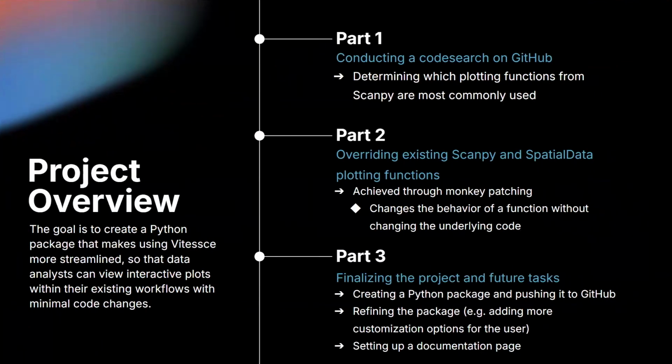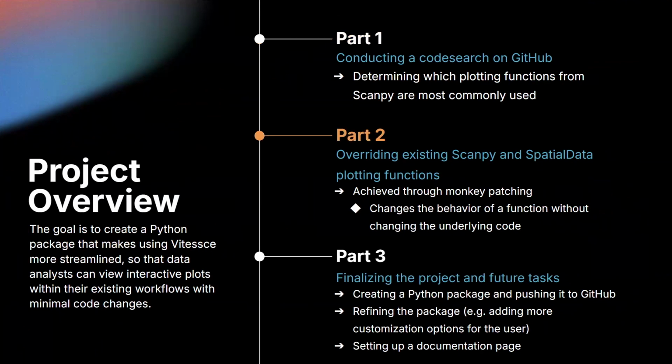As mentioned previously, the goal is to create a Python package that makes using Vitess more streamlined so that data analysts can view interactive plots within their existing workflows with minimal code changes. To achieve this, the timeline was broken up into roughly 3 parts. Part 1 was understanding which plotting functions from ScanPy are most commonly used. This was done through a code search on GitHub.